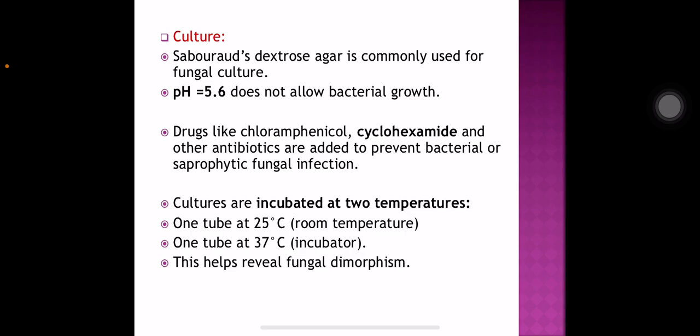Cultures are incubated at two different temperatures. One tube is at 25 degrees Celsius, that is room temperature, and one tube at 37 degrees Celsius, that is the incubator. This helps to reveal fungal dimorphism. So for systemic mycosis, for some fungi which have both filamentous and yeast forms, if you keep the culture at two different temperatures, you are able to figure out whether it is a dimorphic fungus or not.